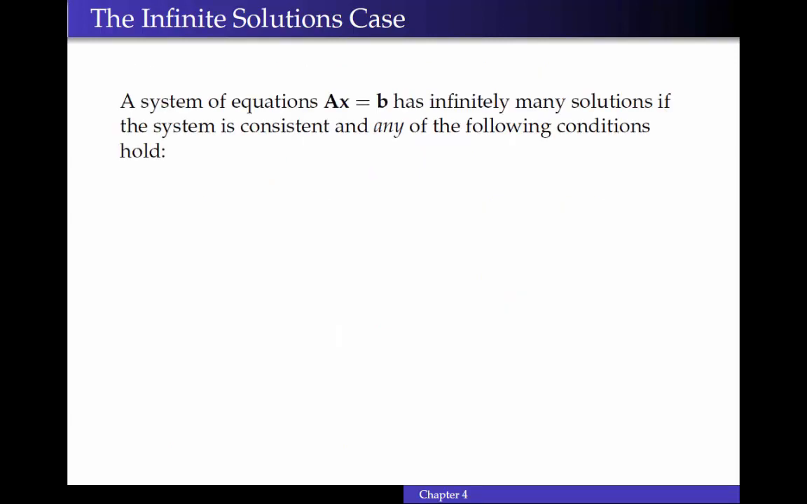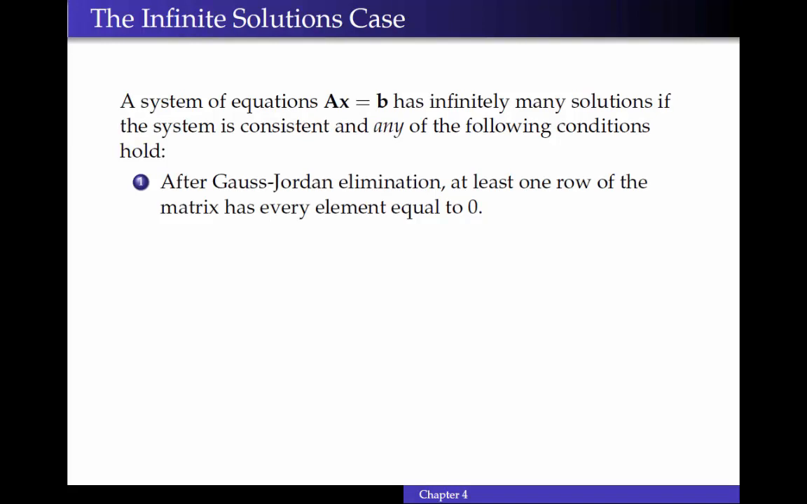So a system of equations, Ax equals b, will have infinitely many solutions as long as the system is consistent, so you don't have that situation with a row of zeros and a non-zero number on the right-hand side. As long as the system is consistent and any of the following conditions hold. After Gauss-Jordan elimination, you have at least one row of the matrix with every element equal to 0.